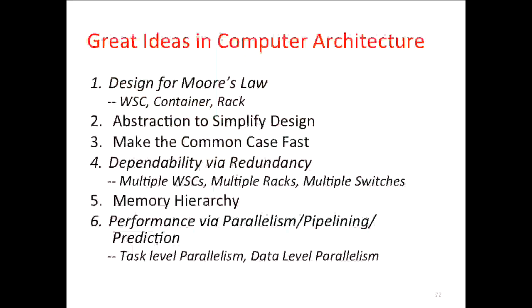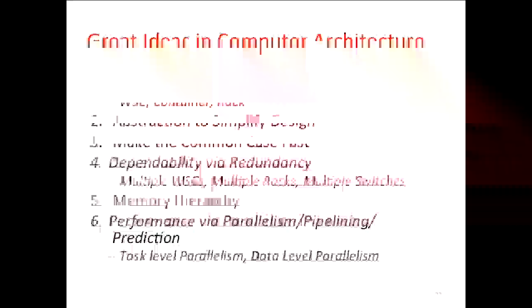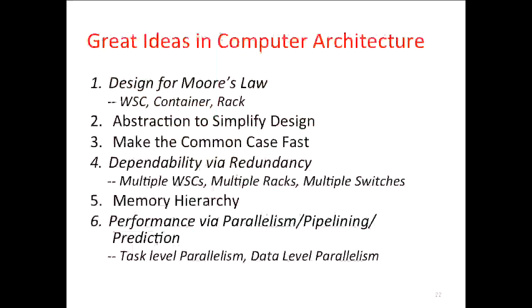So designing for Moore's Law, you get more and more stuff every day. So designing this hierarchy of containers to contain everything: you have the warehouse scale computer, the container, the rack. Dependability: you have multiple warehouse scale computers. Google has a few dozen of these data centers around the globe. They can shift capacity around between them. Inside each data center, there are many racks. One of them fails, that's okay. You just work on the other ones.